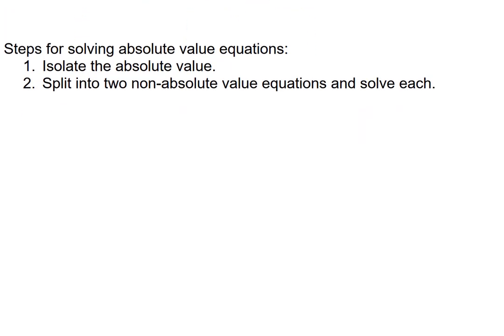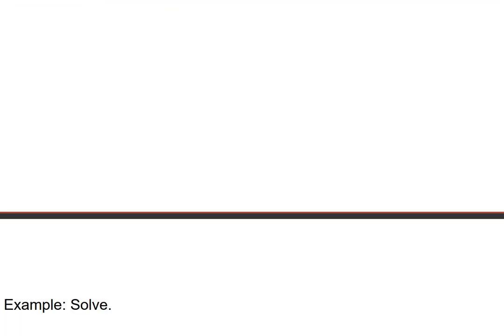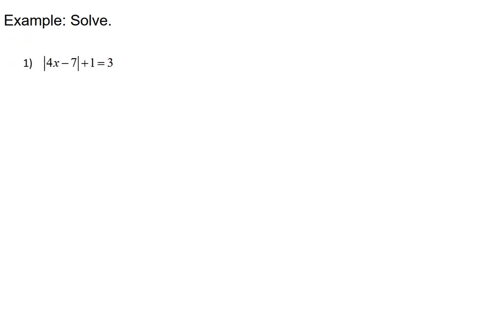And so for some general steps, we'll follow these. First, we'll isolate the absolute value. Sometimes it has other terms with it, so we'll make sure the absolute value is alone first. And then secondly, we're going to split the absolute value into two non-absolute value equations and then just solve each of them.